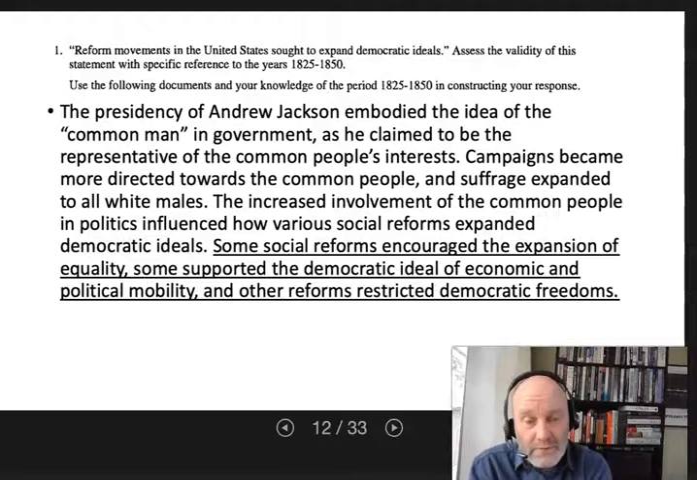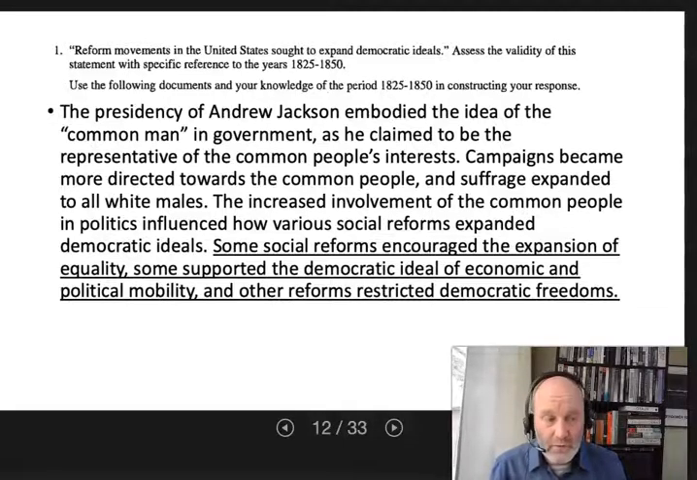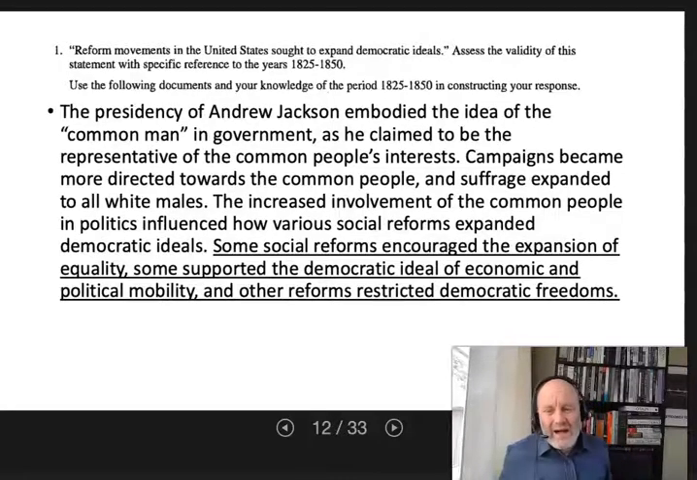Ooh, okay, so we're building. Some social reforms encouraged the expansion of equality. Some supported the democratic ideals of economic and political mobility, and other reforms restricted democratic freedoms. Great. But let's see what excellent looks like, because when I read this last sentence, some social reforms encouraged the expansion of equality, some supported the democratic ideals of economic and political mobility, and other reforms restricted democratic freedoms, I kind of want, that's kind of a setup, right? I want one more thing, say one more thing to tie it all together.